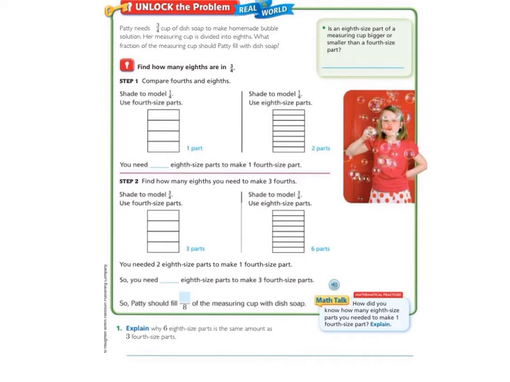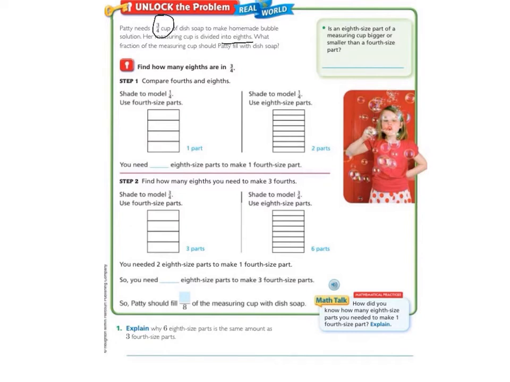Let's begin by reading the Unlock the Problem. Today's Unlock the Problem says, Patty needs 3/4 of a cup of dish soap to make homemade bubble solution. Her measuring cup, however, is divided into eighths. What fraction of the measuring cup should Patty fill? Well, we know that she needs 3/4, but her cup isn't divided into fourths, it's divided into eighths.